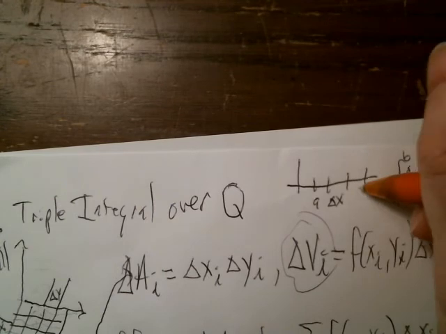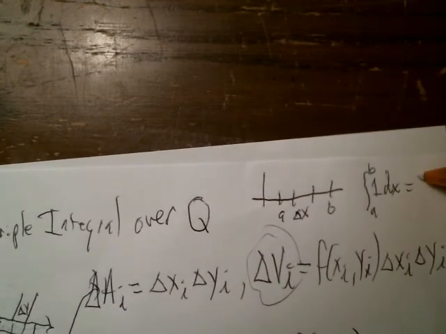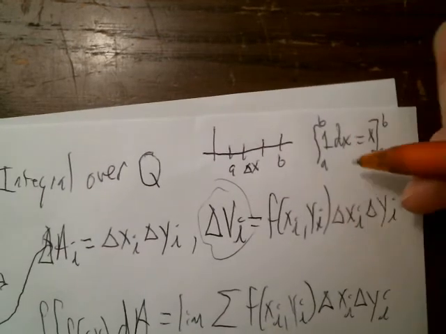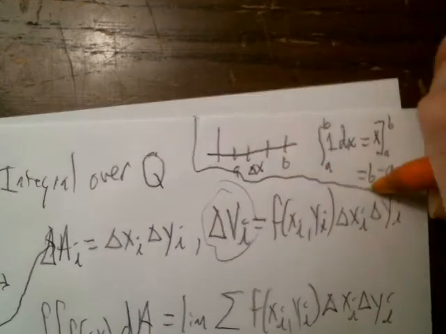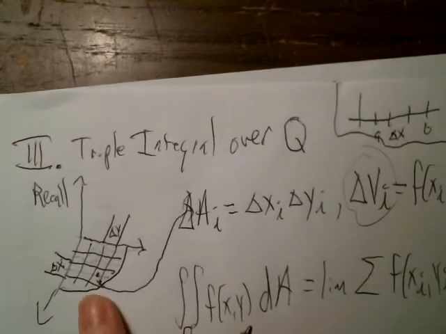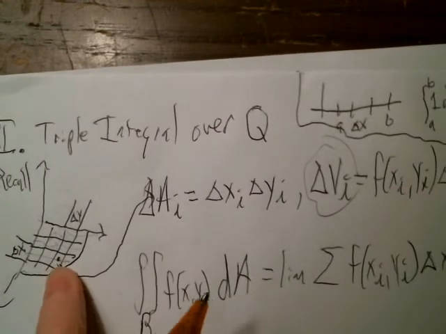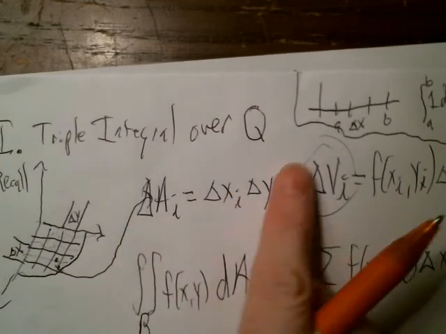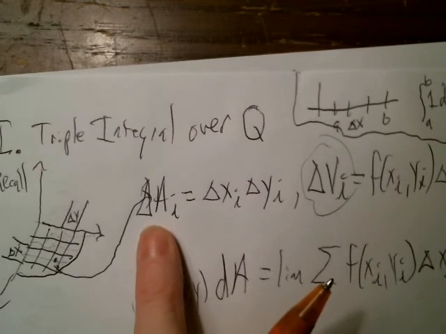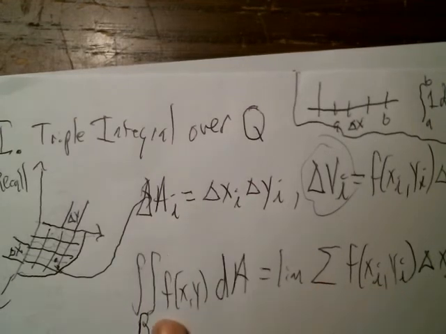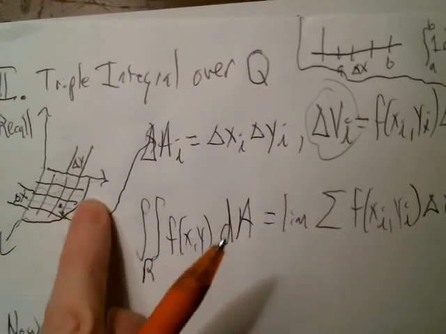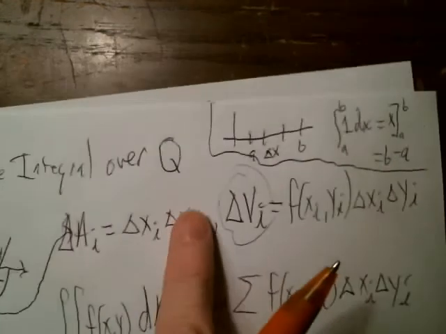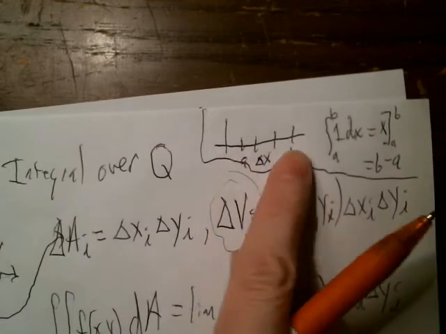So if you go from a to b and you integrate this, what are you going to get? You're going to get x from a to b, and if you subtract, b minus a, you get the length of that interval, right? In the next dimension, your little changes in x become changes in A, which will be these things. If you integrate the function 1, you end up just finding the area of this region.